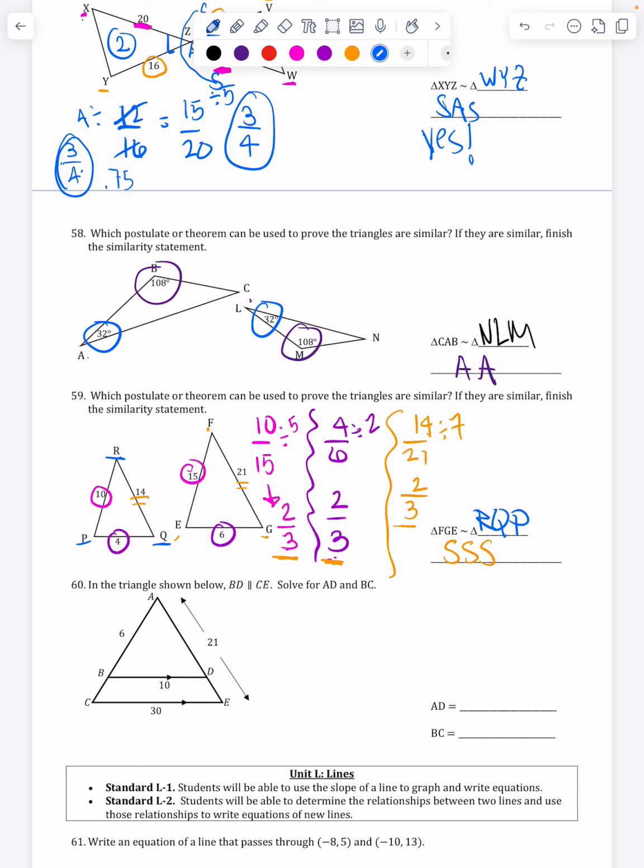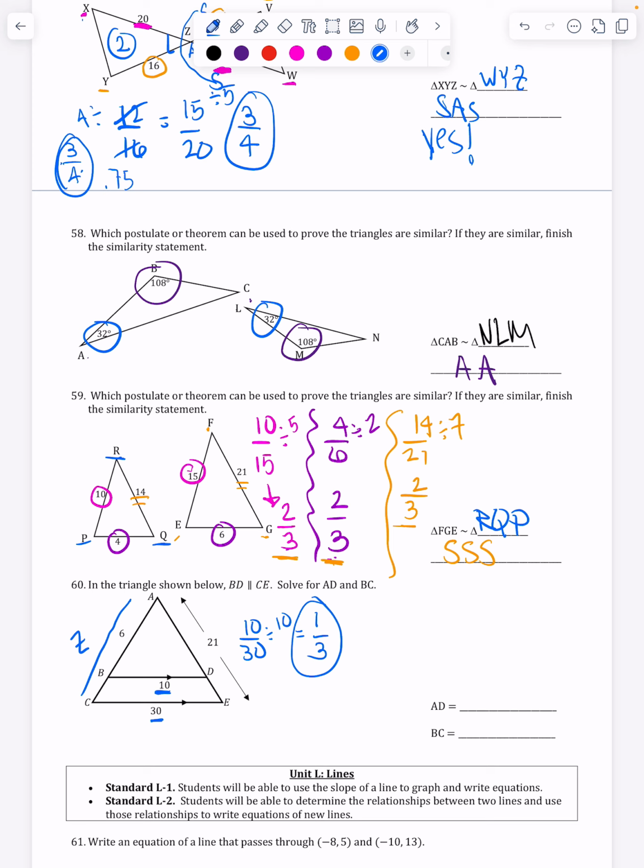Okay, so what we're going to do here is I'm going to call this entire side Z. So the way I'm going to set it up is I'm going to look at this 10 and this 30 as corresponding. They're going to be my scale factor. So I'm going to do 10 over 30. All right, they'll both be divisible by 10. So I'm going to end up with 1 over 3 as my scale factor.